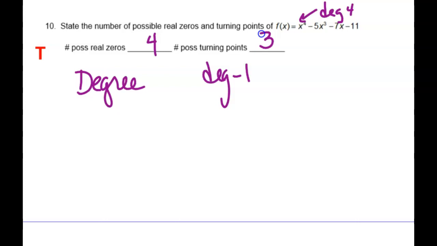Hey, you don't need to graph it. You don't need to do anything because it doesn't say how many does it actually have. It says the number of possible.